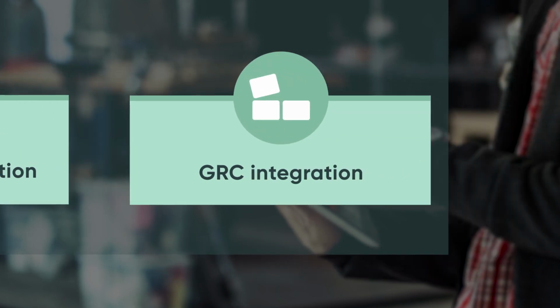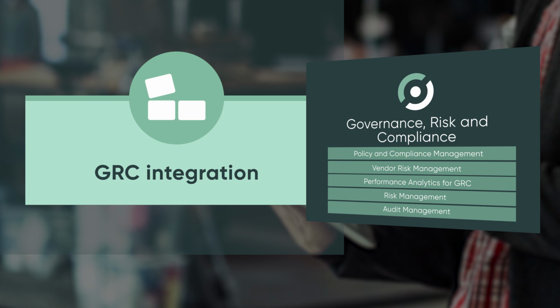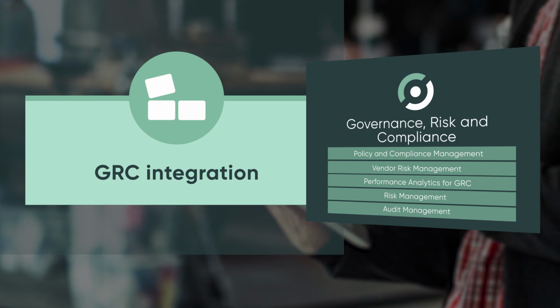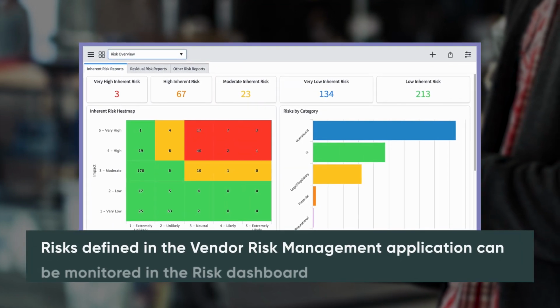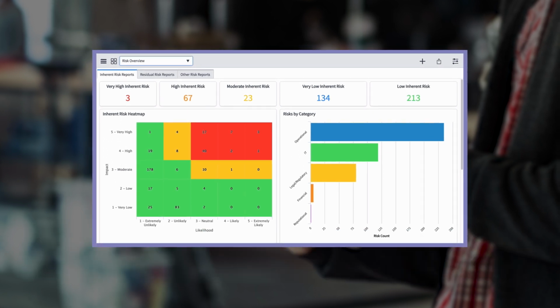The vendor data generated in the Vendor Risk Management application integrates back to the other GRC applications, providing traceability for compliance with controls and risks. Risks defined in the Vendor Risk Management application can be monitored, along with other risks to the enterprise, in the Risk dashboard.